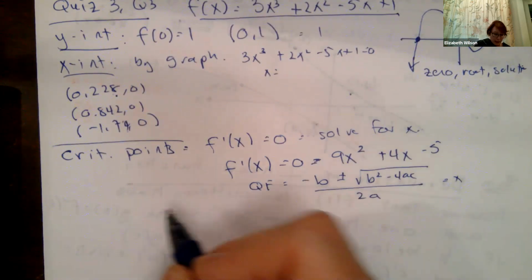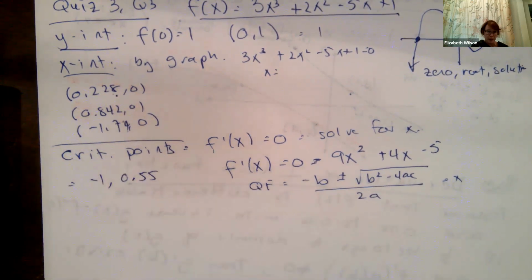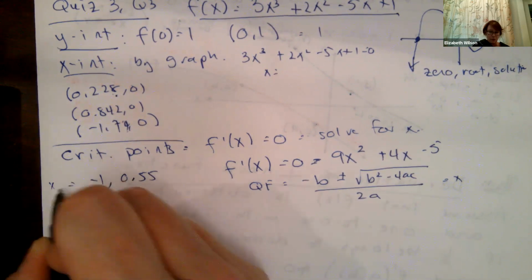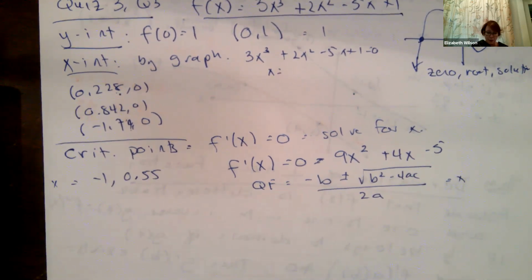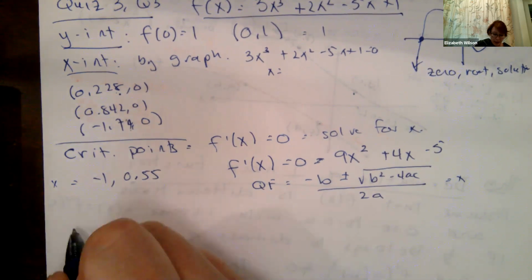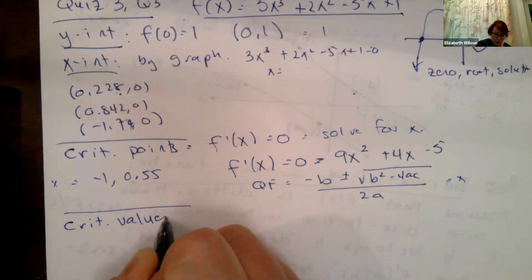The x values that I'm going to get are going to be -1 and 0.55. Okay, these are x values, x equals -1, x equals 0.55. So critical points are x values, right? Now, my critical values, these are y values, right?